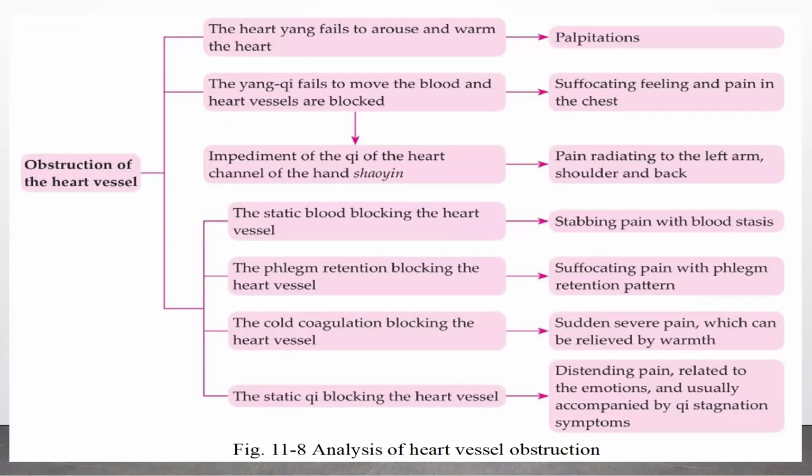There is pain radiating to the left arm, shoulder, and back. When static blood blocks the heart vessel, there is stabbing pain with blood stasis. When phlegm retention blocks the heart vessel, there is suffocating pain with the phlegm retention pattern. When cold coagulating blocks the heart vessel, there is sudden severe pain which can be relieved by warmth. When static qi blocks the heart vessel, there is distending pain related to the emotions and usually accompanied by qi stagnation symptoms.